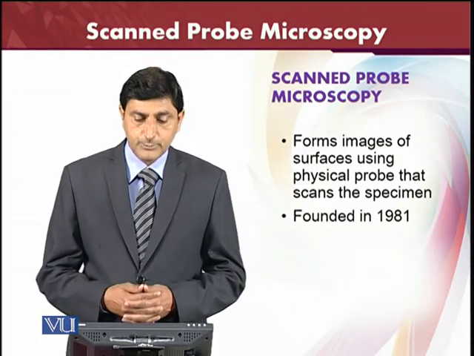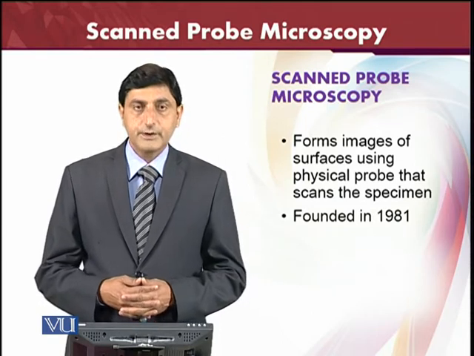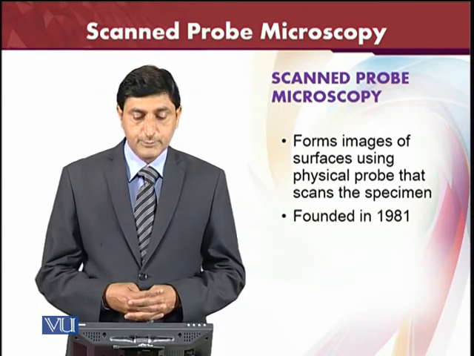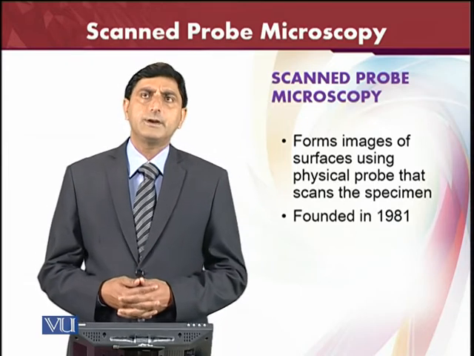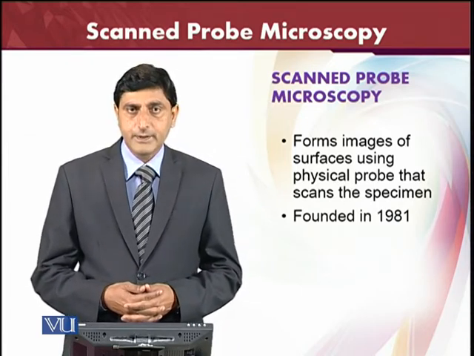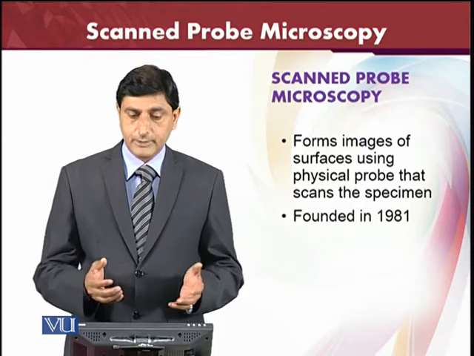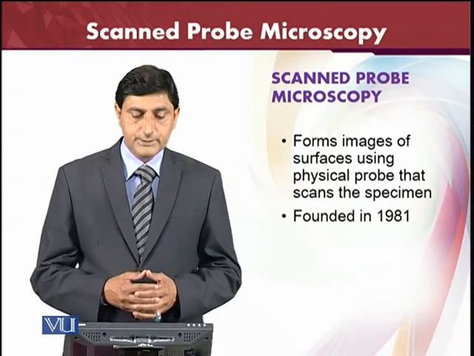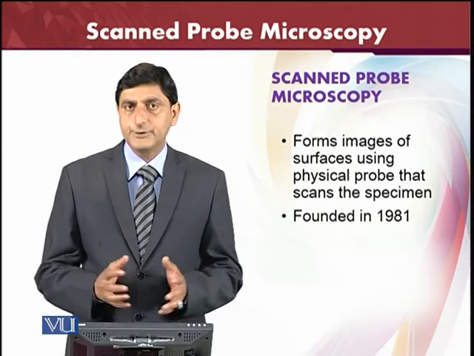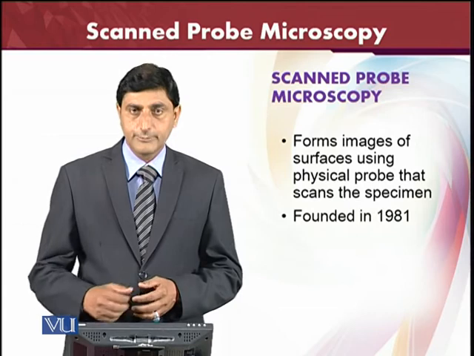Scanned probe microscopy forms images of surfaces using a physical probe that scans the specimen. It was first founded in about 1981, after electron microscopy, which was founded in 1974. With it we are able to observe surfaces using a physical probe.